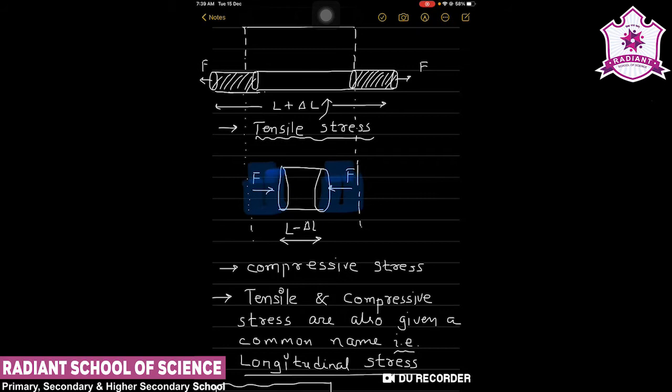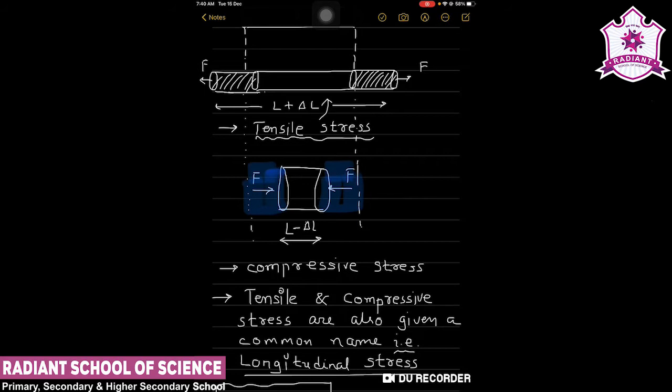compressive stress. So obviously here from the figure we can say that the external force is applied on the body in such a manner that its original length decreases from both the sides. Suppose the total decrement in the length is delta L, then the new length of the substance will be L minus delta L.